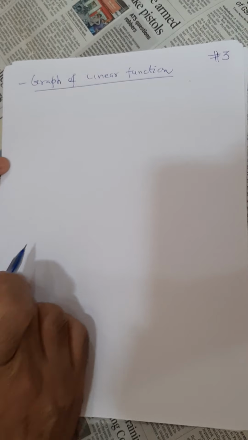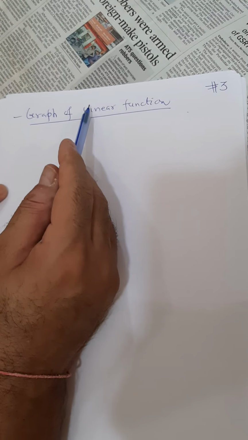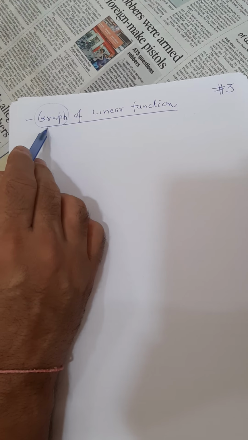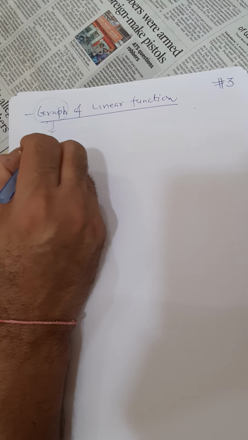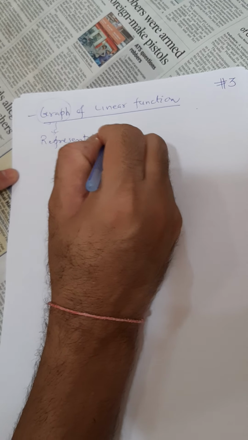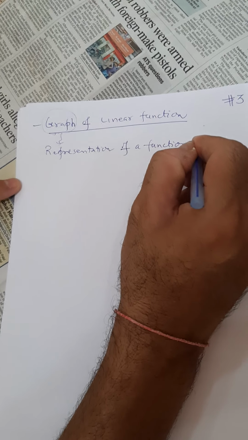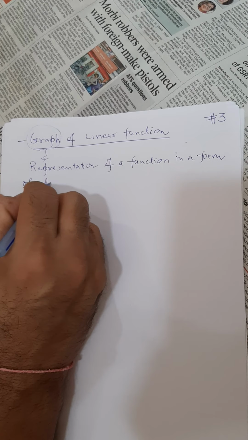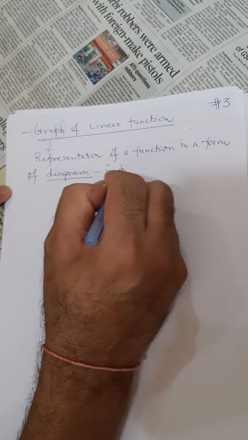Now next we want to see the graph of any function in general. Here we draw the graph of a linear function. So the first question in our mind is, what is a graph? It is nothing but a representation of a function in the form of a diagram in the plane, in the Cartesian plane.